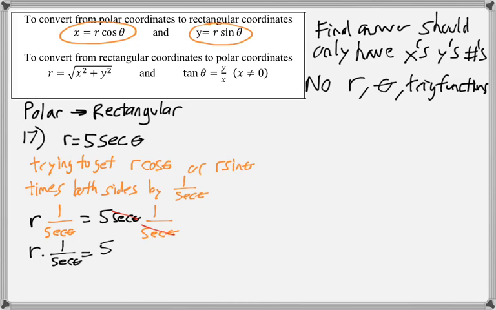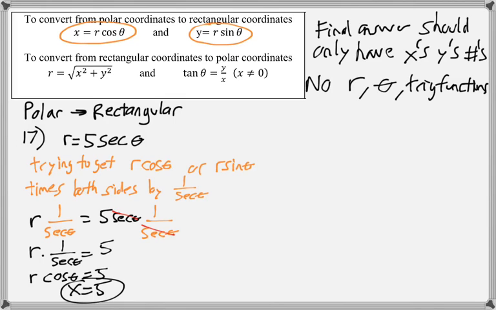Now 1 over secant of theta, that is equal to cosine of theta because it's the reciprocal. So I have now r cosine of theta on that side is equal to 5. And then the r cosine of theta, I can replace that with x. So this is going to be x is equal to 5. And that is going to be my equation.